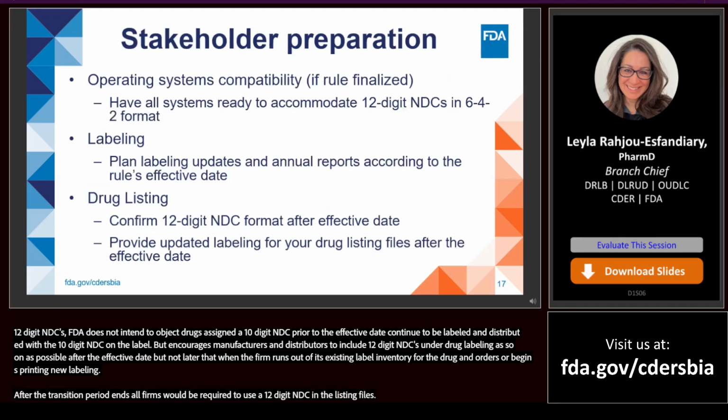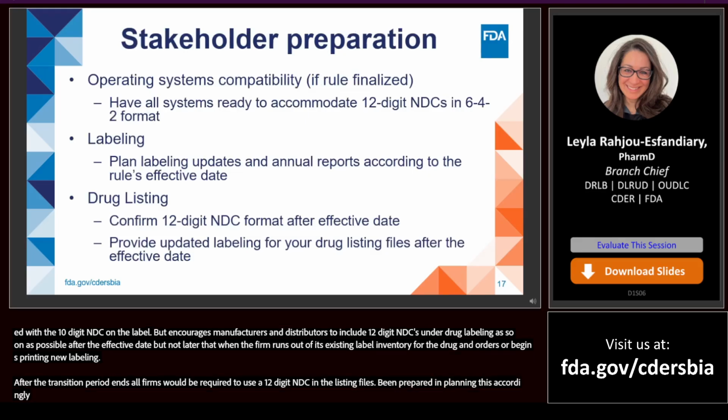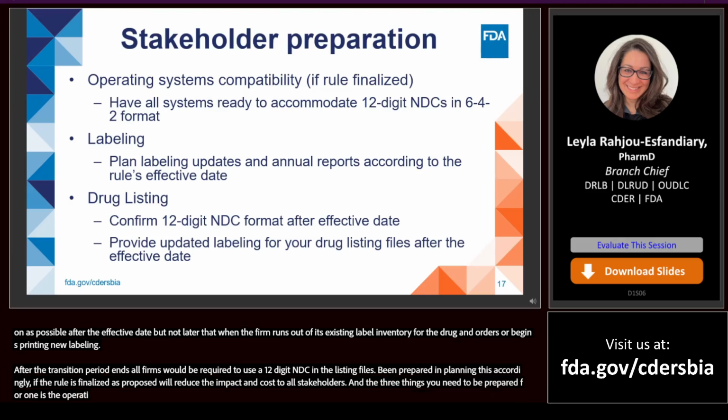So being prepared and planning accordingly, if the rule is finalized as proposed, will reduce the impact and cost to all stakeholders. And there are three fronts that you have to be prepared for. One is the operating systems that need to be able to accommodate the new 12-digit NDC in a 642 format on the effective date.